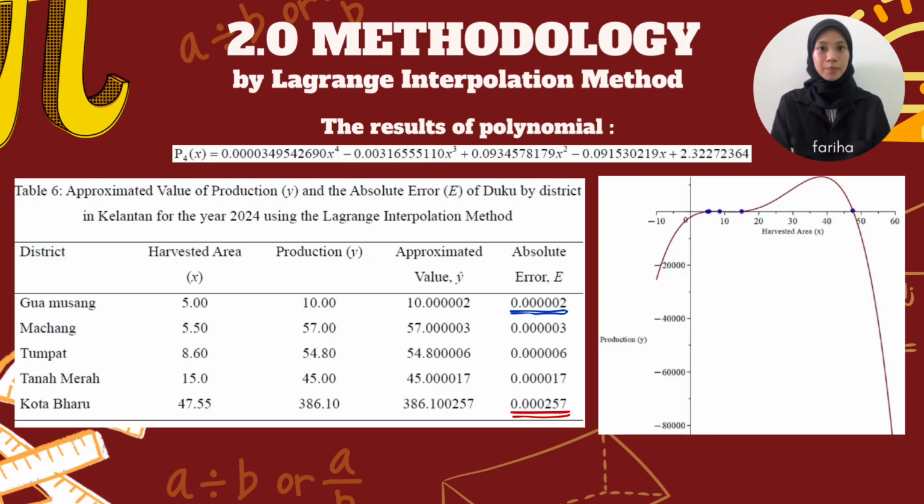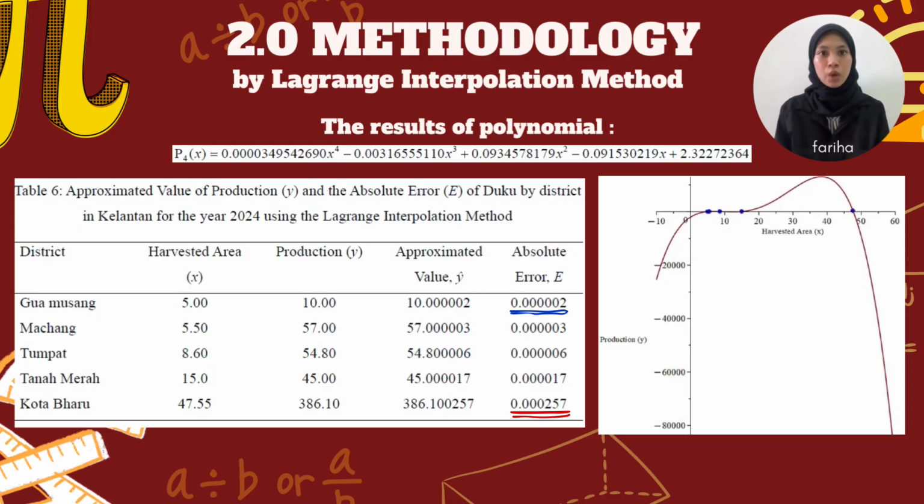On this slide, I present the results obtained using the Lagrange interpolation method. The harvested area data from 5 districts in Kelantan were used to construct a fourth-degree polynomial interpolation function. The polynomial shown here was generated based on the given data points. Using this polynomial, the production values were approximated for each district and compared with the actual production values.